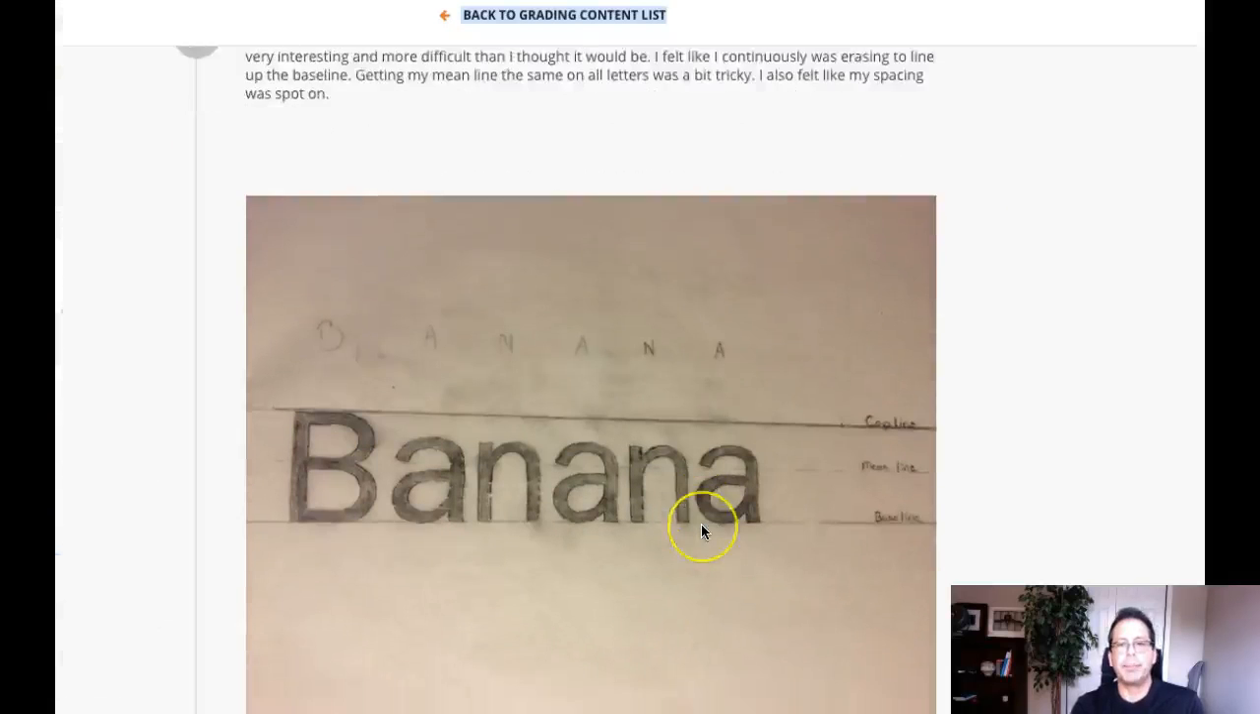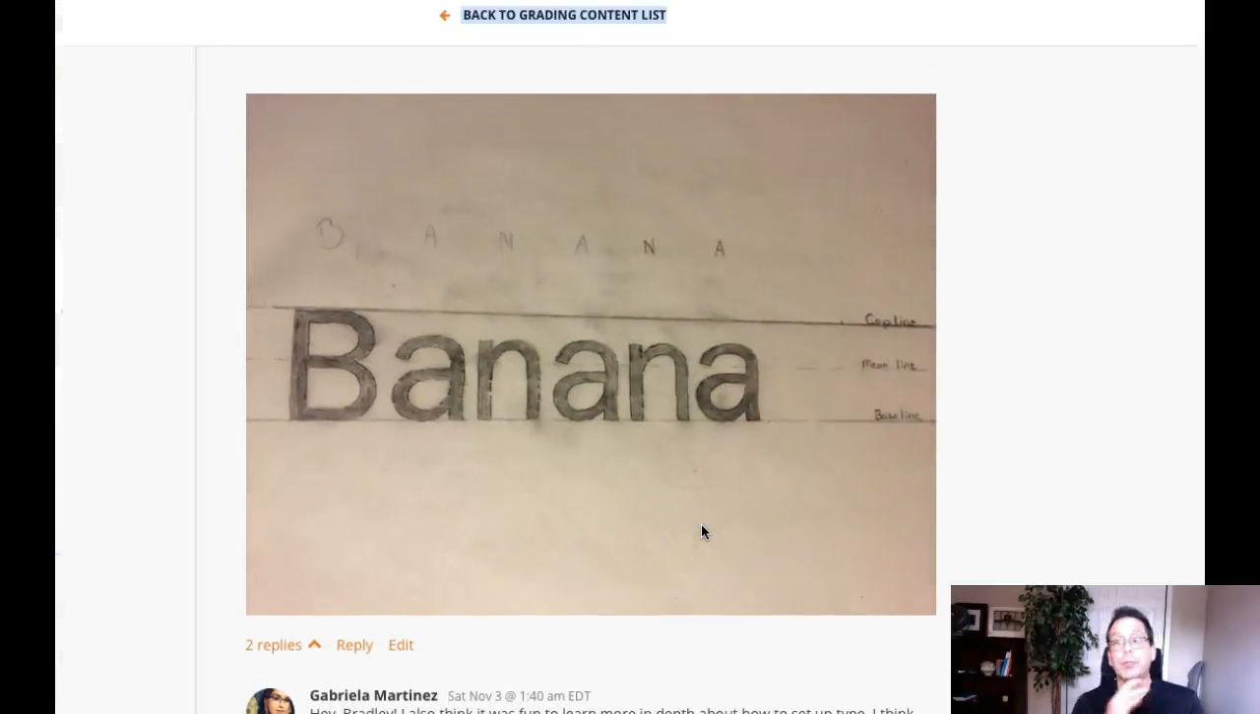All right. At that point, after reading the course materials, if you read that, you should have said to yourself, wait a second, that doesn't make sense. How can I draw the mean line and the cap line without having the letters in place? And you're exactly right. The reason is because mean line and cap line are all dependent on the individual typeface.